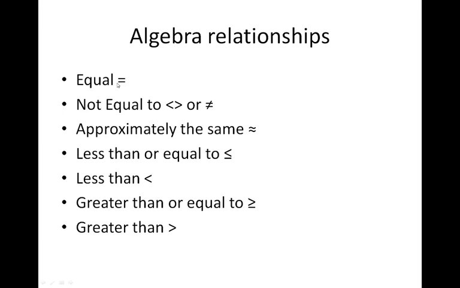Algebra relationships. We already went over what an equal sign is. I'm saying this is equal to that. Not equal to: you see this represented a couple of different ways. Not equal to is a less than symbol and a greater than symbol put together, or it's an equal sign with a slash through it. Approximately the same is represented by these two little wavy lines here.